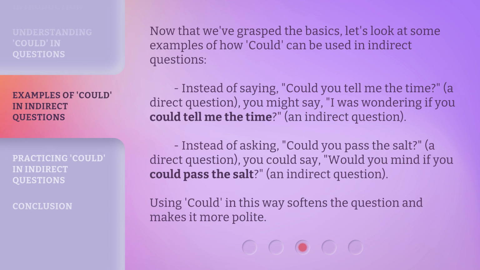Now that we've grasped the basics, let's look at some examples of how could can be used in indirect questions. Instead of saying, could you tell me the time? A direct question. You might say, I was wondering if you could tell me the time. An indirect question. Instead of asking, could you pass the salt? A direct question. You could say, would you mind if you could pass the salt? An indirect question. Using could in this way softens the question and makes it more polite.